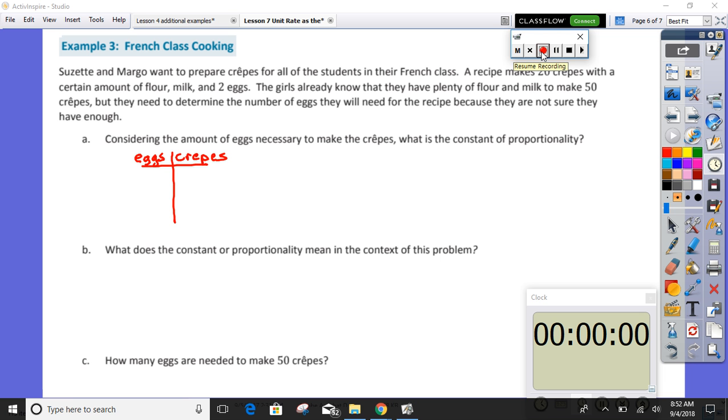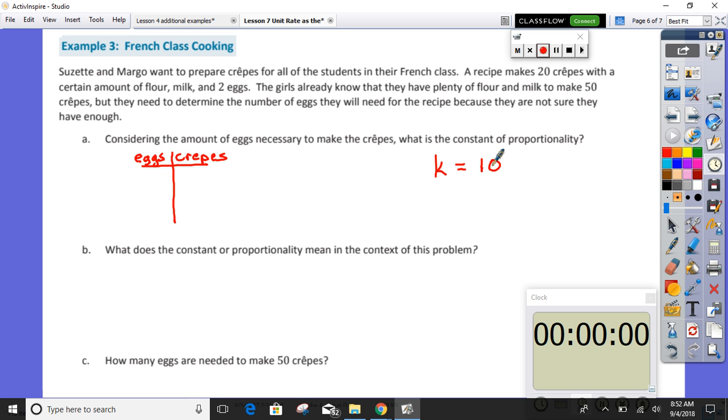For part A, Emily, what is the constant of proportionality? 1 egg per 10 crepes. Okay, and when they're asking for the constant, all we need is the actual number. So thanks for providing the words, because that gives us even more clarification. That's more what we're going to do in part B. So the constant of proportionality, we could just say K equals 10. Okay, then in part B, we're explaining that using words.